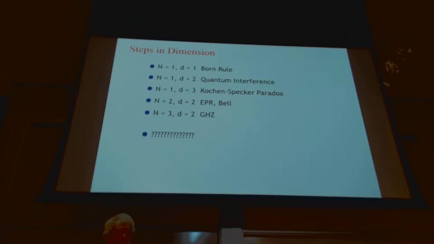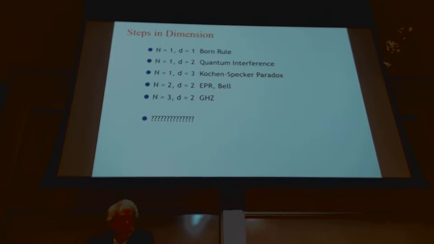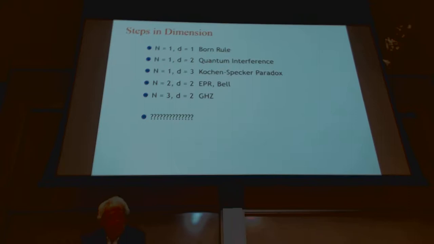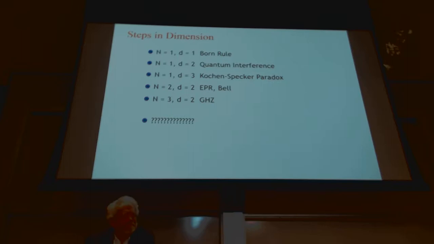Then if I have one particle or one system in dimension 2, I get quantum interference, not only two-slit interference, all kinds of interferometers and so on. If I have N equals 1 and dimension 3, I get the Kochen-Specker paradox, which I alluded to briefly. If I take two particles, each one defined in two dimensions, I get EPR and Bell. If I take three particles, each one in two dimensions, I get GHZ. So whenever we made a step, we find something interesting. So why does it stop here?